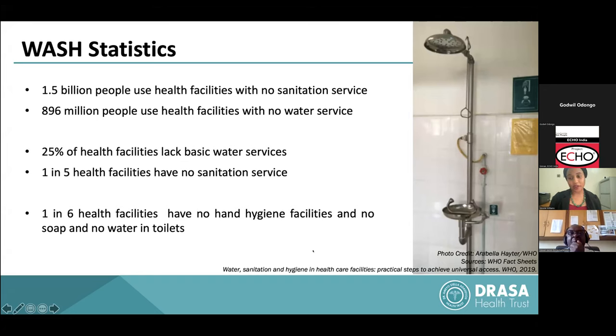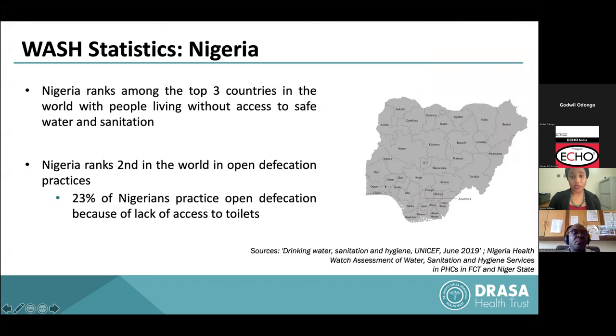In Nigeria specifically, we are top three, unfortunately, in the world when it comes to people who live without access to safe water and sanitation. We are second in the world in open defecation. We know that in many of our communities, they're openly defecating because there's no access to toilets. Again, lack of sanitation system.